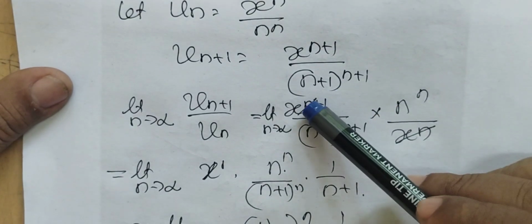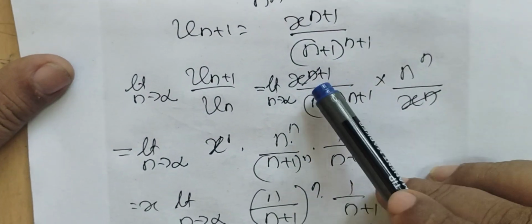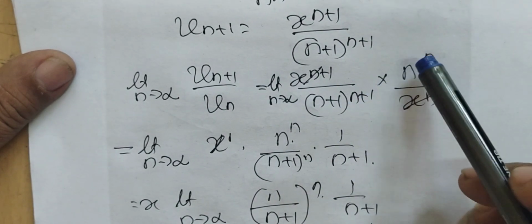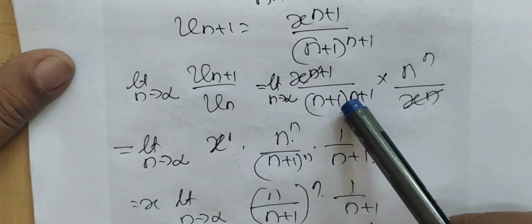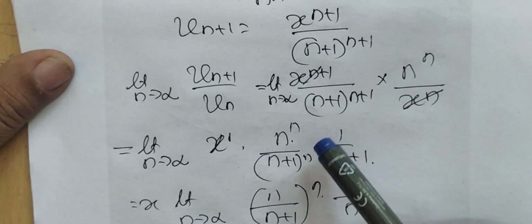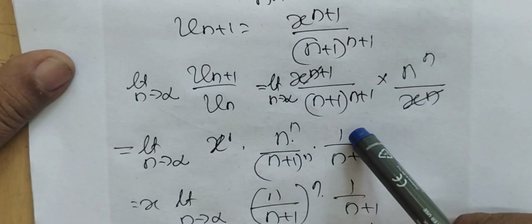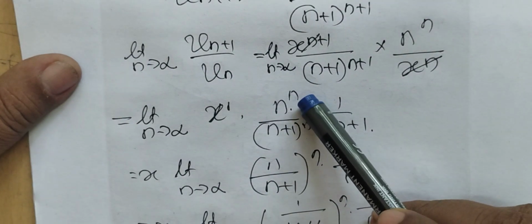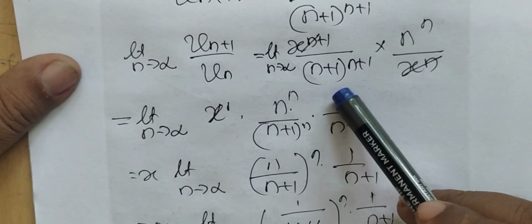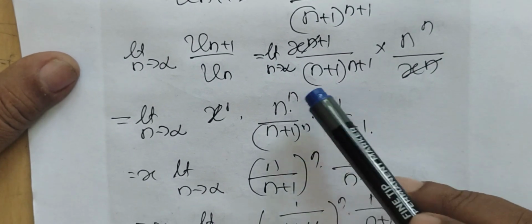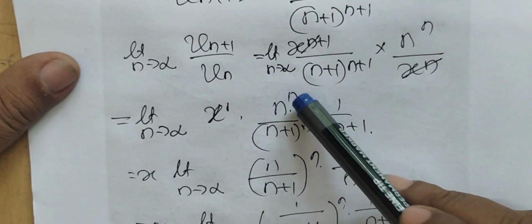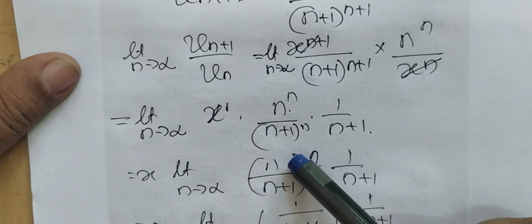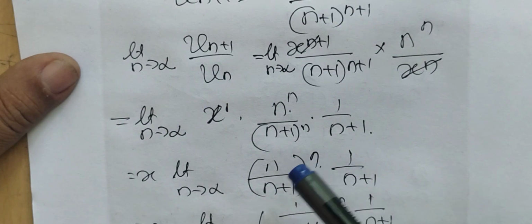Here x raised to n will be cancelled. So only one x remains, and there is no other term to cancel. So what is the remaining term? Only x. This n plus 1 whole power n plus 1 can be written as n plus 1 whole power n into 1 by n plus 1. So that is limit n tends to infinity, n power n by n plus 1 power n, and the remaining 1 by n plus 1. These two terms, both numerator and denominator, have the power n, so we can write them in a single term, that is n by n plus 1 whole power n.